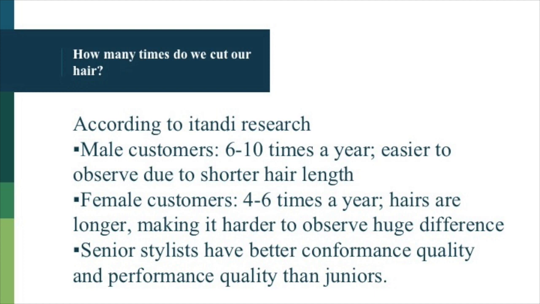For males, our hairstyles are rather simple, and our hair length is normally shorter than females'. The rationale is that the shorter the hair, the easier the difference can be observed. Yet in general, the conformance quality is stable for senior stylists and less stable for juniors and rookies. And May will be talking about how we can better improve the conformance quality as well as the performance quality.